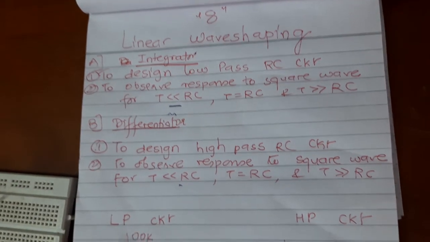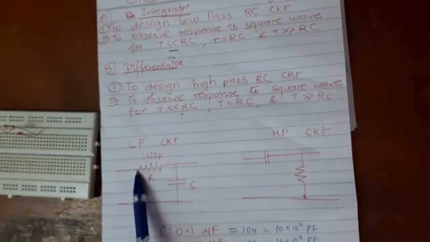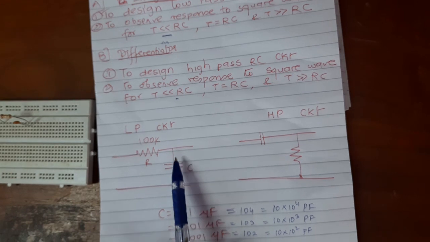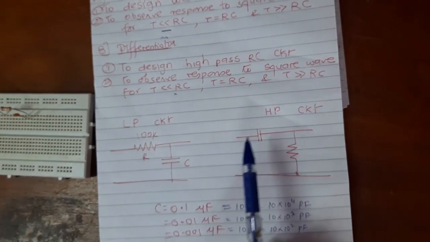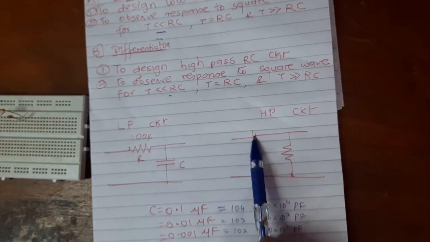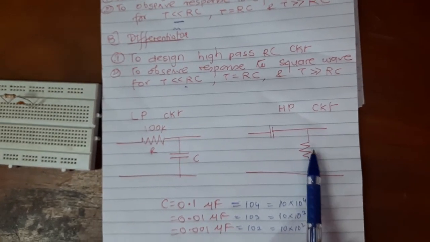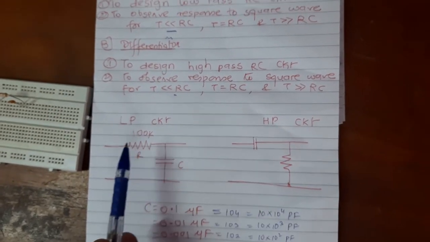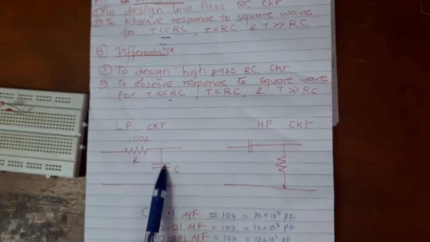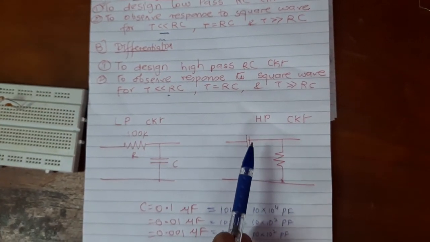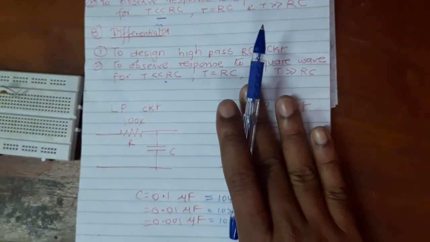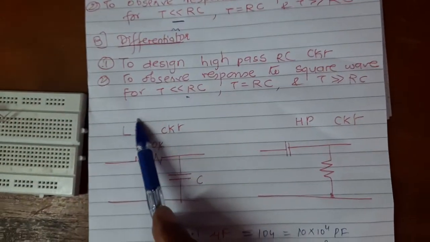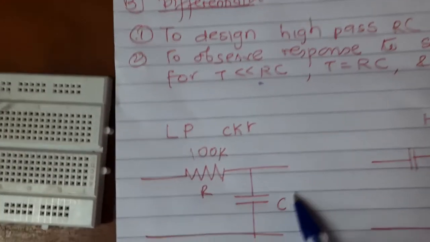So the integrator will have an R and C circuit. Here R is first and then C, and in case of a differentiator we have a capacitor first and then a resistor. So what is the difference between the two? It is resistor and then capacitor in the integrator, and capacitor and then resistor in the differentiator. Now first we will not look at this circuit, we will only see how the integrator works.